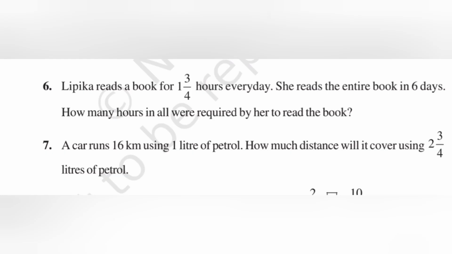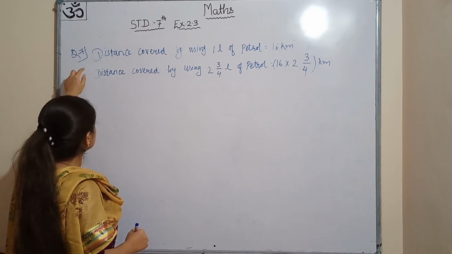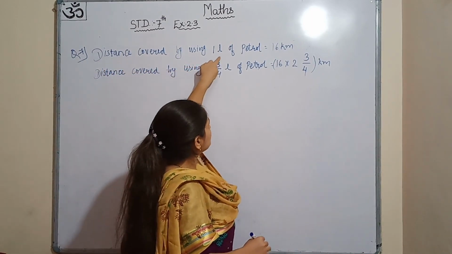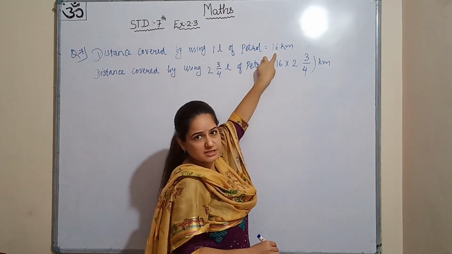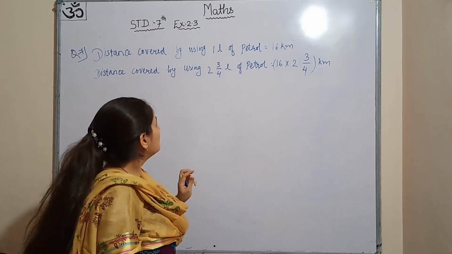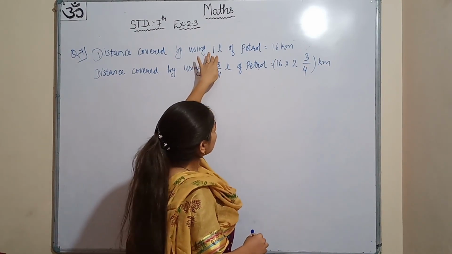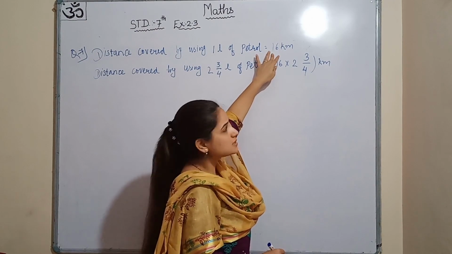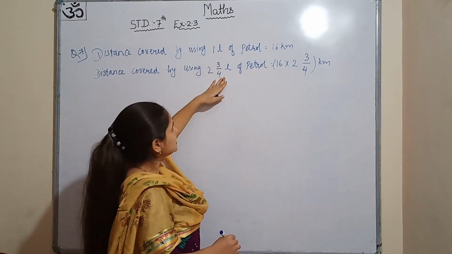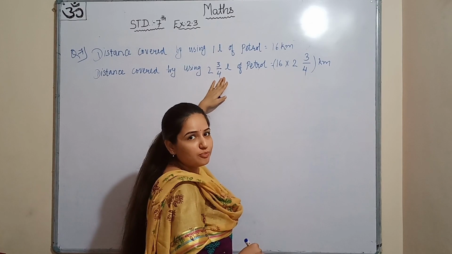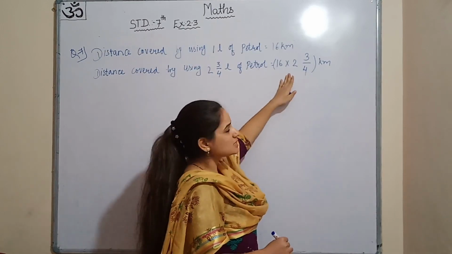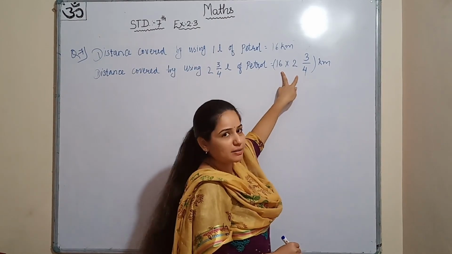A car runs 16 kilometers using 1 liter of petrol. How much distance will it cover using 2 integer 3/4 liters of petrol? Now the answer to number 7: the distance covered using 1 liter of petrol is 16 kilometers. It means if we fill up 1 liter of petrol in a car, we can cover 16 kilometers. So if we have 2 integer 3 upon 4 liters of petrol in our car, how much distance can be covered? It will be multiplied by 16.